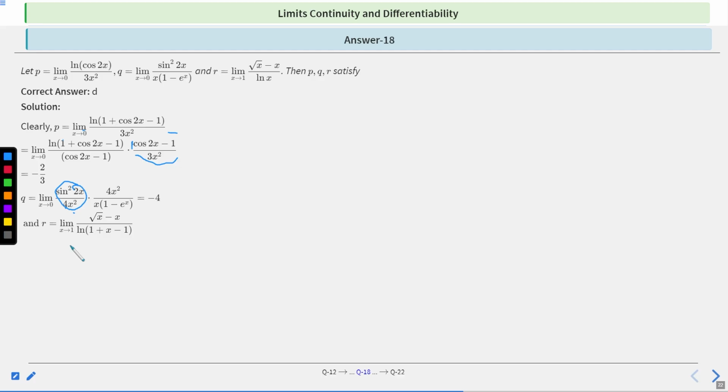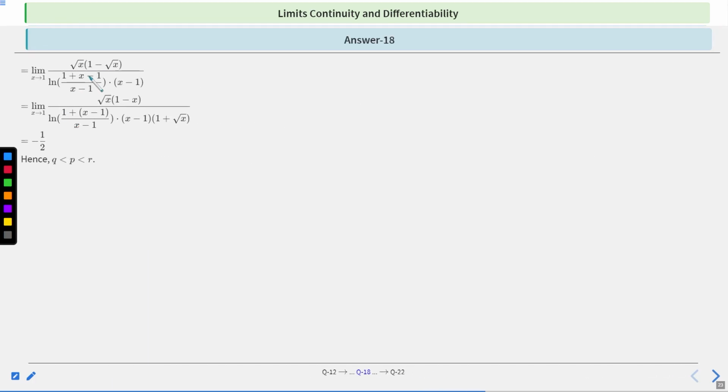Let's calculate r. R is limit x tending to 1 root x minus x upon ln x, and since it is ln x, we can write ln of 1 plus x minus 1, right? Limit x tending to 1 root x into 1 minus root x upon ln(1 plus x minus 1) upon x minus 1 into x minus 1. We multiply and divide with x minus 1. So it is again limit x tending to 1 root x into 1 minus x upon ln(1 plus x minus 1) upon x minus 1 into (x minus 1) into (1 plus root x). We have multiplied and divided with 1 plus root x.